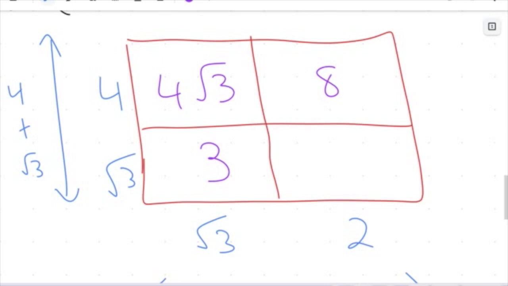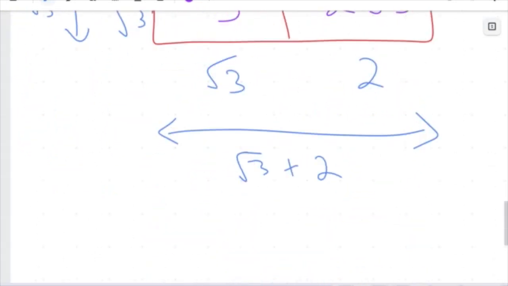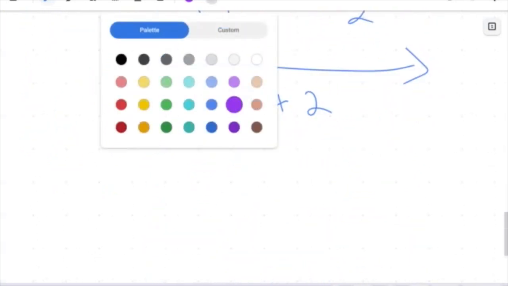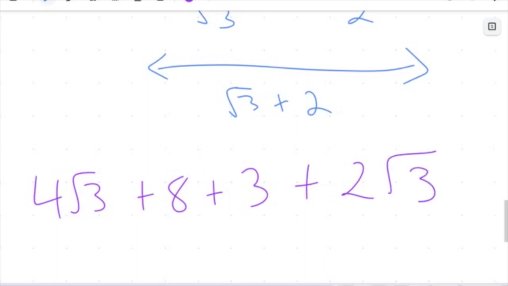So anytime I multiply, say, the square root of 3 by the square root of 3, that'll give me 3. Or the square root of 5 by the square root of 5, that will give me 5. And this last one is going to be 2 root 3. Okay, so now we want to add all of these together. So I have 4 root 3 plus 8 plus 3 plus 2 root 3.